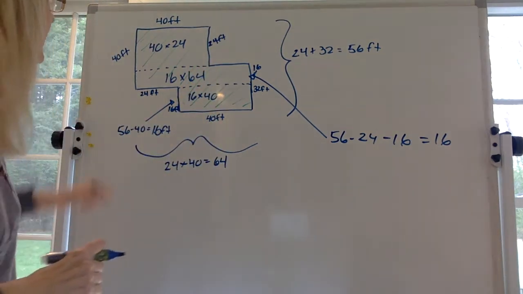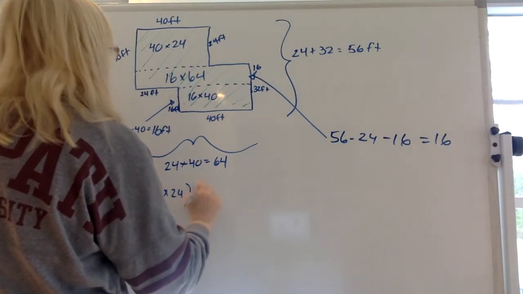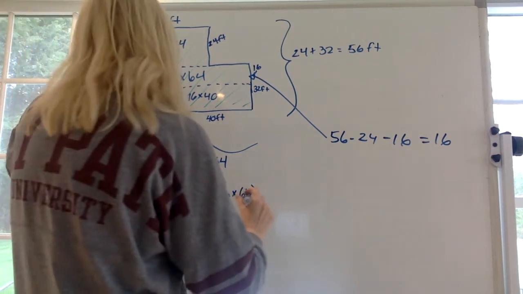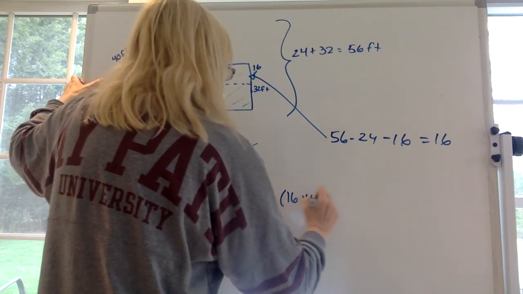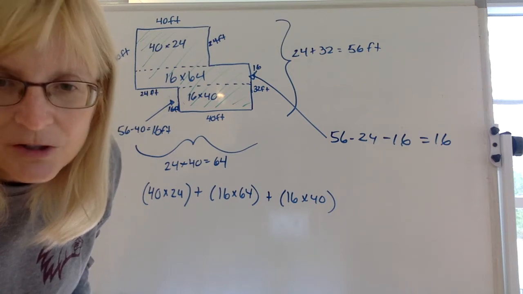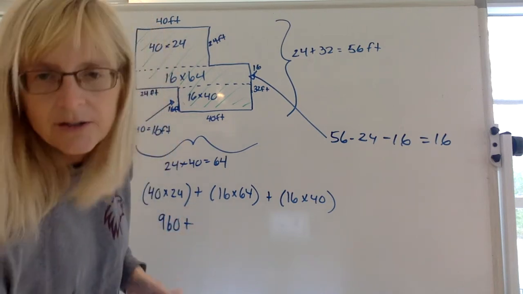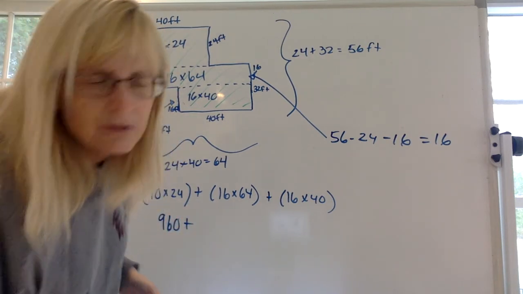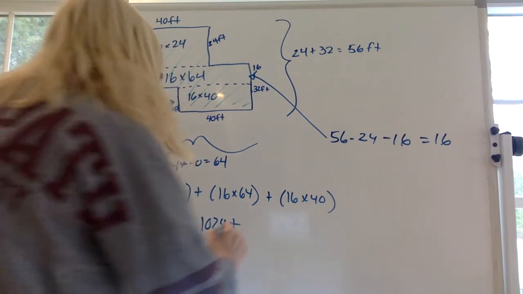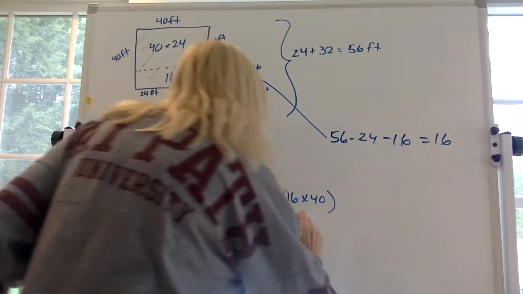So what do we got to do? We got to add all these areas up. We got a 40 by 24 on the top, plus a 16 by 64 in the middle, plus a 16 by 40 on the bottom, right? So I think that all adds up to, well, I think it comes to 960 plus 1024 plus the last guy is 640. And when I added them all up, I got 2624 feet squared.